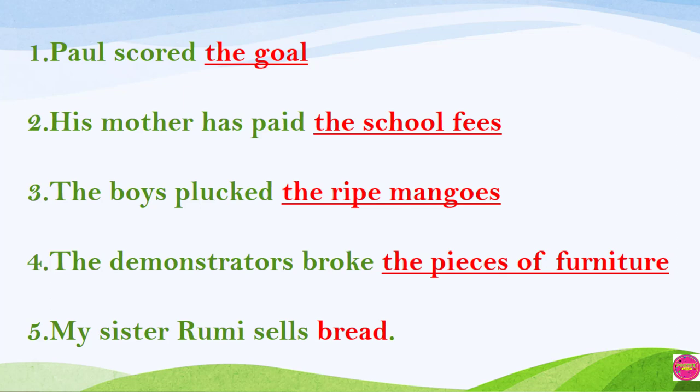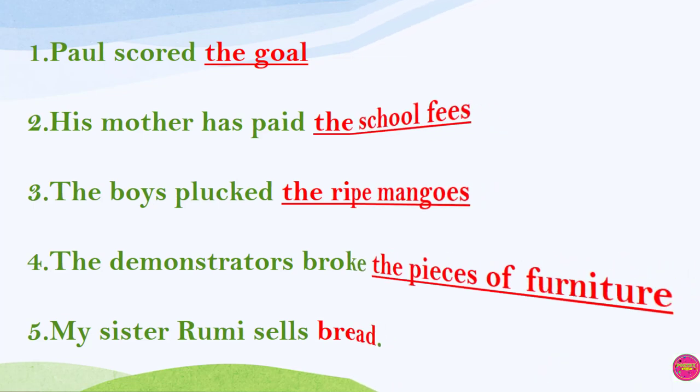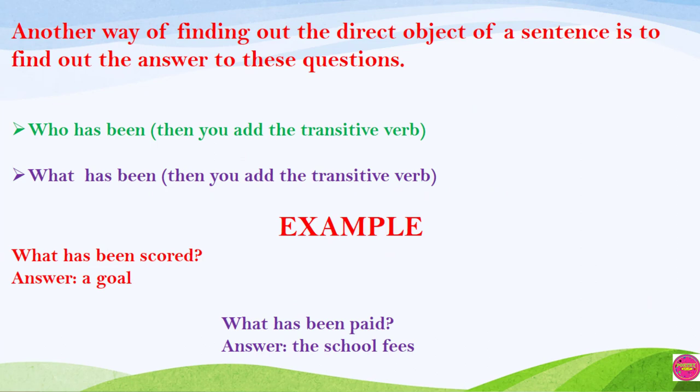Example 2. The noun phrase comes immediately after the transitive verb, has paid. The school fees is a noun phrase. Example 3. The noun phrase is "the ripe mangoes." Example 4. The noun phrase is "the pieces of furniture." Another way of finding the direct object in a sentence is to find out the answer to this question. Who has been, then you add a transitive verb, or what has been, then you add a transitive verb. Example: what has been scored? The answer is a goal. What has been paid? The response is the school fees.